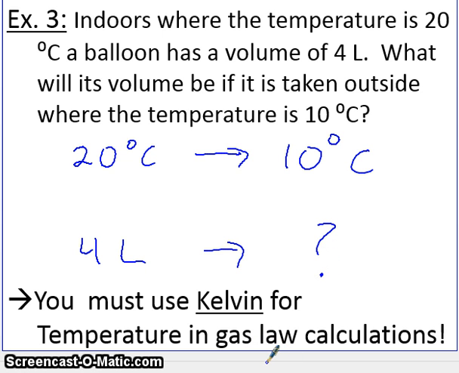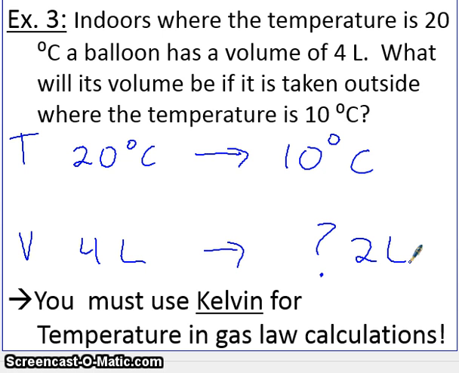Now, the law here is between temperature and volume. And we know that temperature and volume are directly related, which means as temperature goes up, volume goes up, or as temperature goes down, volume goes down. In this case, we have temperature going down from 20 to 10 by what looks like half. So we would expect volume to go down from 4 down to 2 liters. Now, this is the correct logic to use.